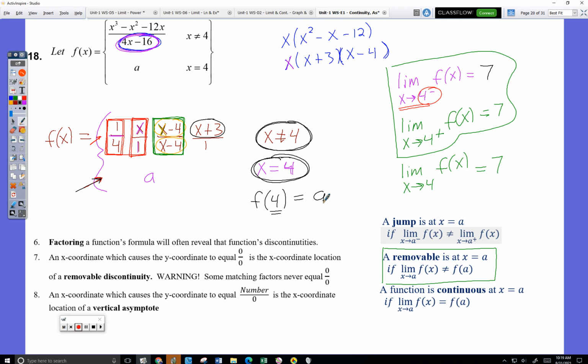Because we know that the overall limit is 7. We know that the function's value is a. That is definitely a removable discontinuity. The goal of the problem, Rachel, is to make sure there isn't a removable discontinuity. So what do we do? What's our conclusion now? Caitlin in the back: we want to make a 7. That's the conclusion of the AP problem. Make a equal to 7.